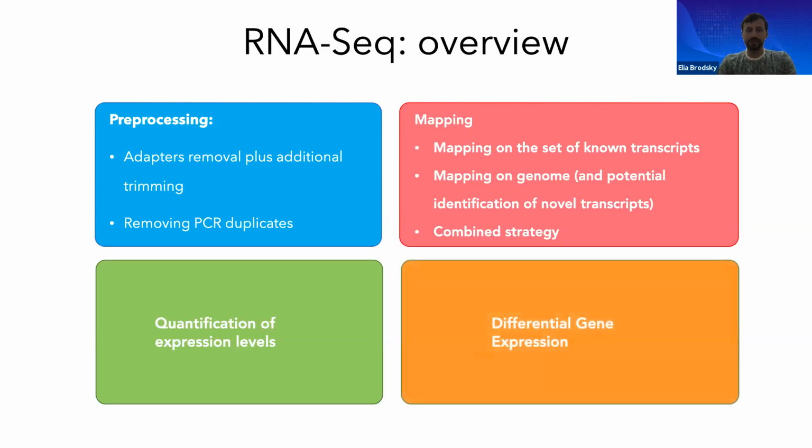So the final step is differential gene expression. And this is really where the traditional RNA-seq pipeline kind of ends. So traditionally, the pipeline consists of these 4 different steps. And if you master these 4 different steps, you can do a lot of interesting analysis with RNA-seq data. And hopefully we'll get to a few examples today to kind of illustrate that.